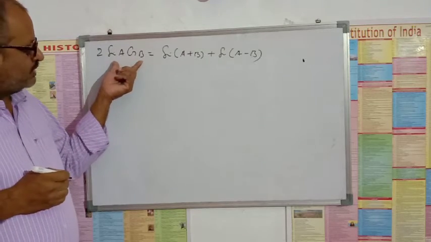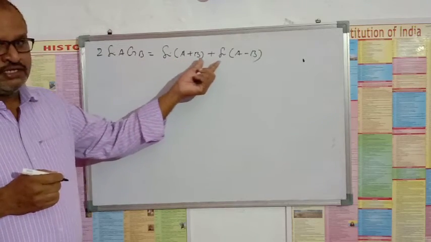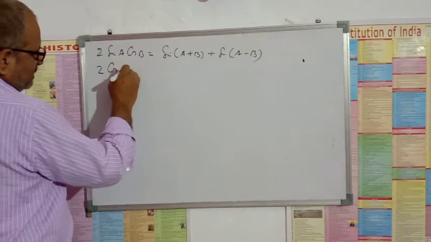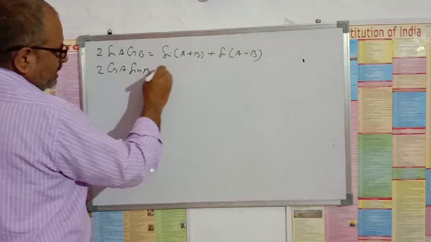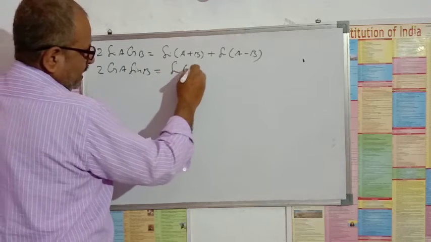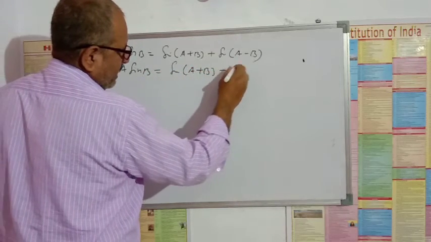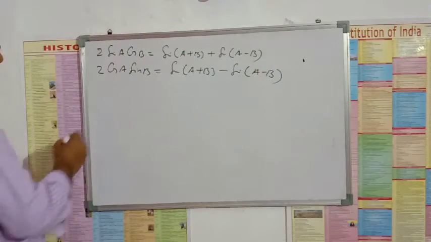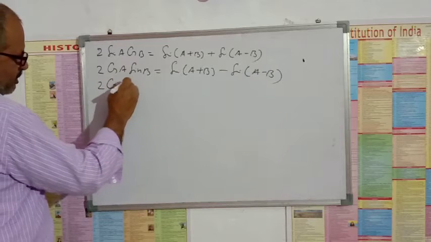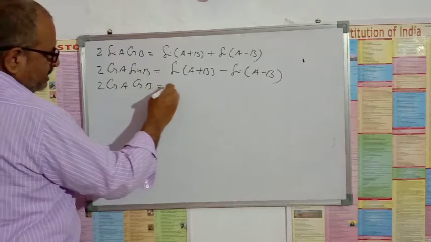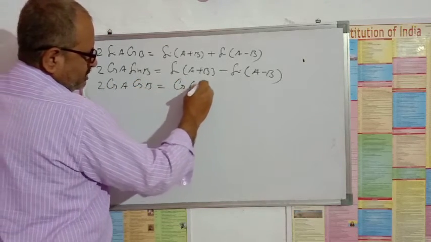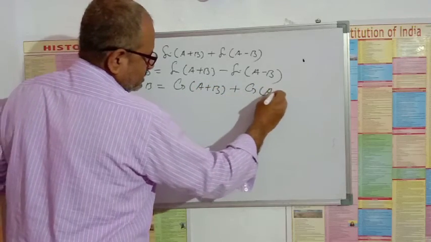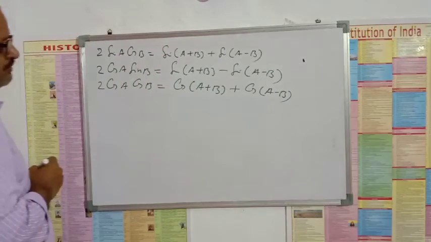It is given in the product form. We can express it as the sum. Next, 2 cos A sin B is written as sin(A+B) - sin(A-B). 2 cos A cos B is expressed as cos(A+B) + cos(A-B).